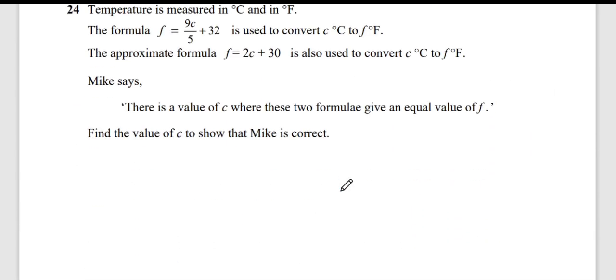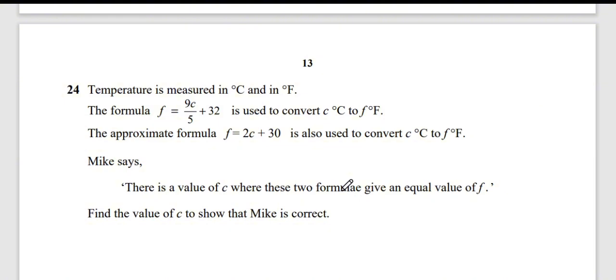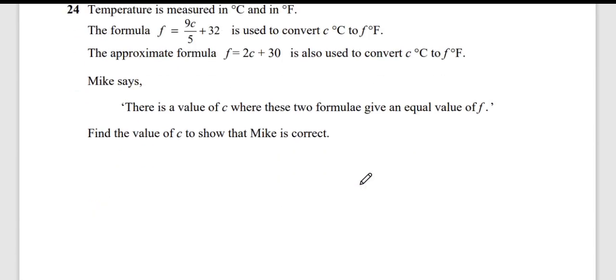Then moving on to number 24. Temperature is measured in degrees Celsius and in degrees Fahrenheit. The formula shown is used to convert C to F. Okay. The approximate formula F equals 2C plus 30 is also used to convert C to F. Okay. Mike says there is a value of C where these two formulas give an equal value of F. They say find the value of C to show that Mike is correct.